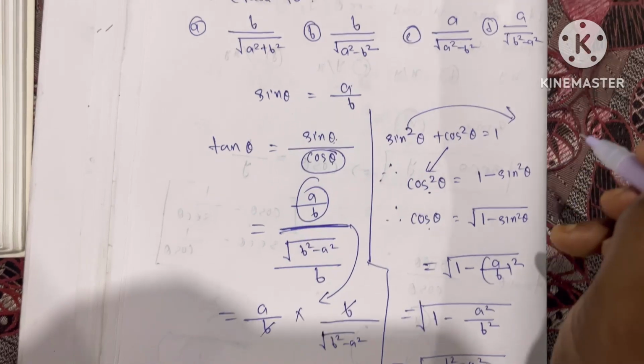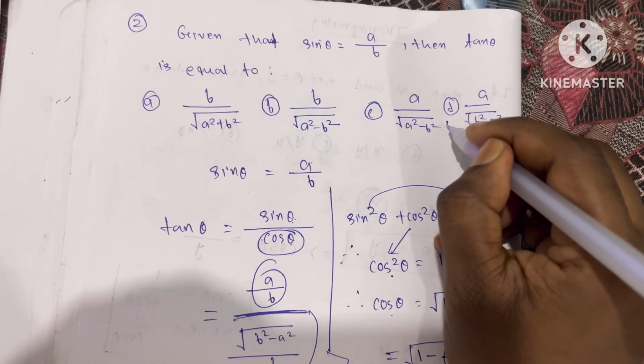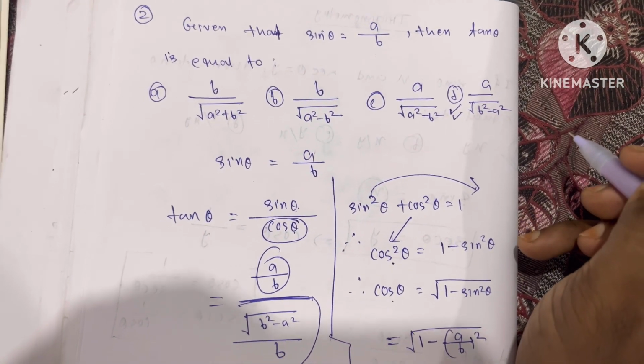So which option will be correct? Option D is correct. Okay, so very simple.